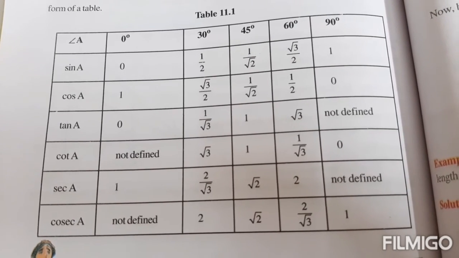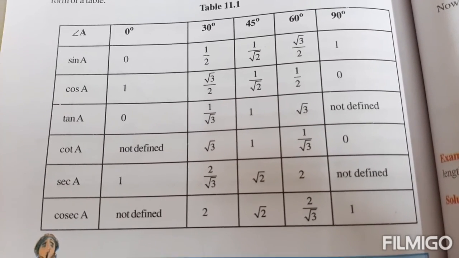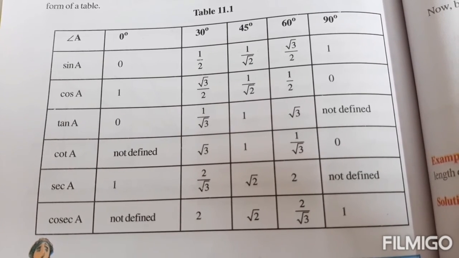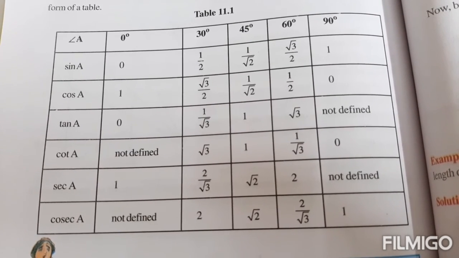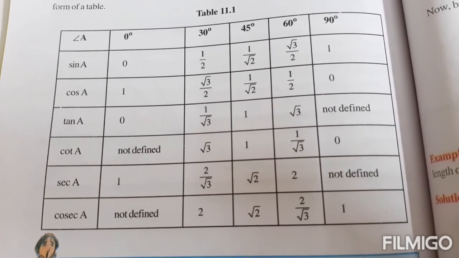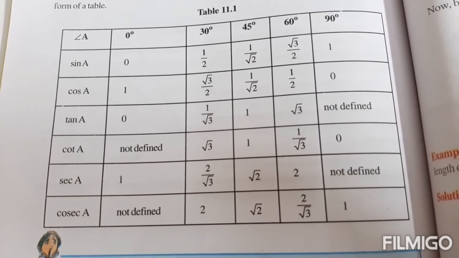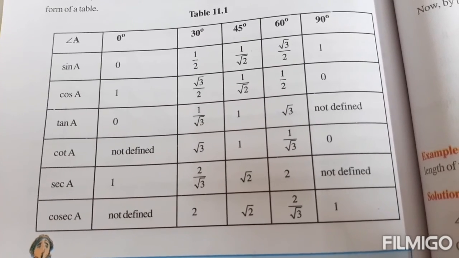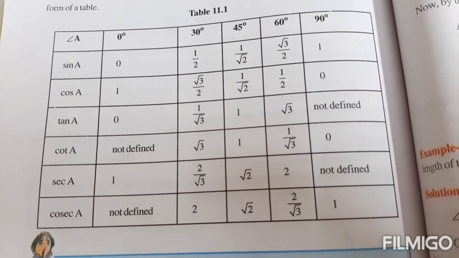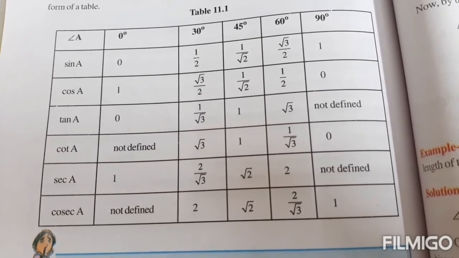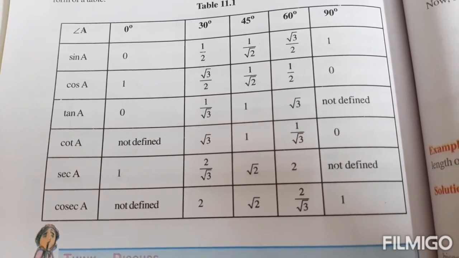And for tan theta, sin theta by cos theta will give us tan theta. So sin 0 by cos 0 is 0, and so tan 0 is 0. Sin 30 is 1 by 2 and cos 30 is root 3 by 2. Sin 30 by cos 30 is 1 by root 3, and so tan 30 is 1 by root 3. The remaining will also go like that.